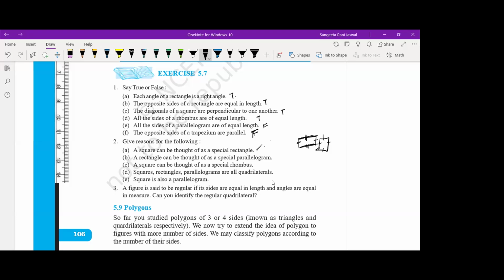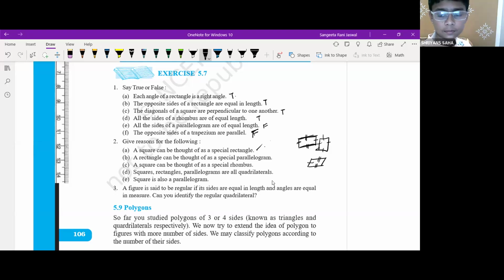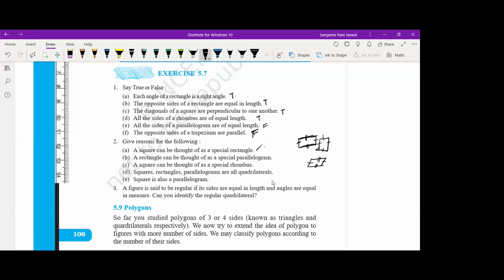Next one, what do you think about this? You have to give a reason. A rectangle can be thought of as a special parallelogram. Can we take a rectangle as a parallelogram? In a parallelogram, what do we see? That the opposite sides are parallel and equal, right? So this is also a special parallelogram.